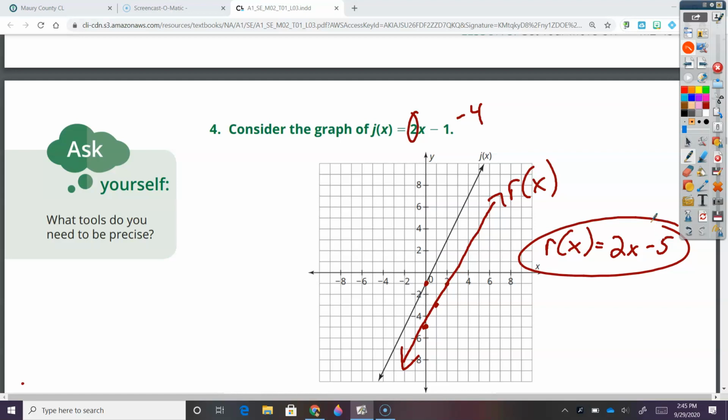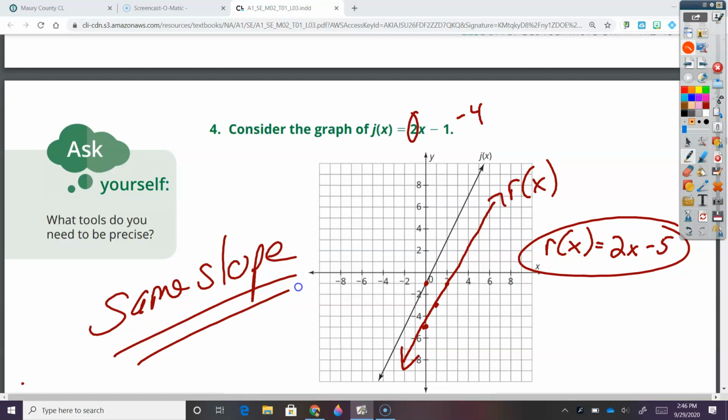For C, rewrite q of x and r of x in terms of x. I think I've already done that. D, compare the equations and graphs of j of x, q of x, and r of x. What do you notice? Well, like I've stated, they all have the same slope. They're all parallel lines.